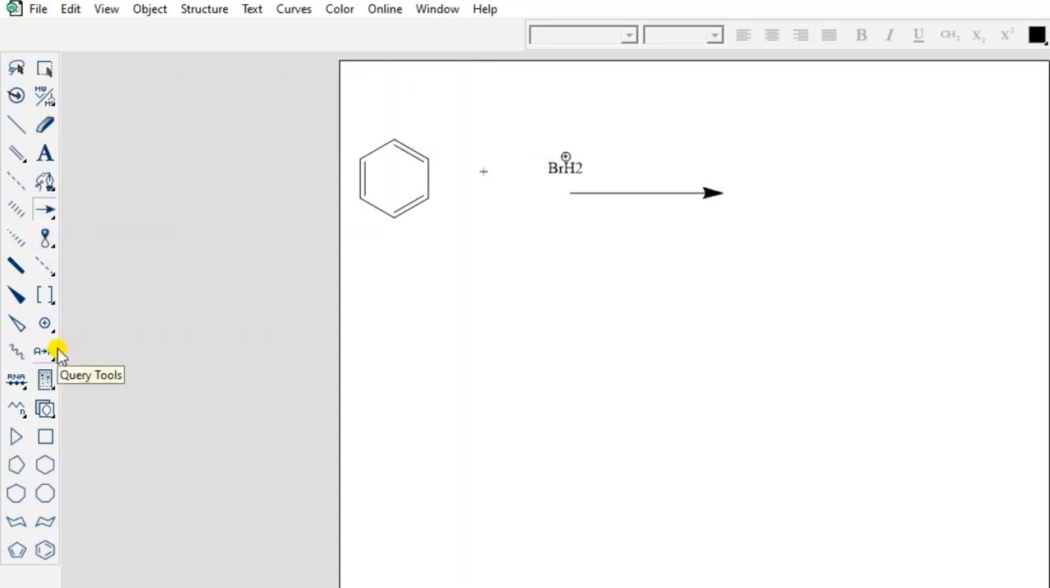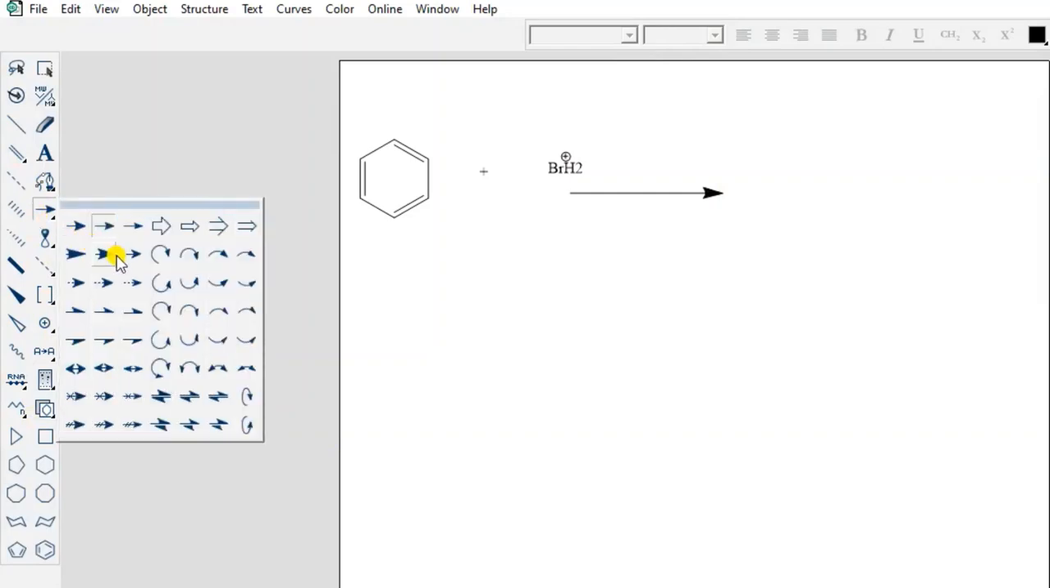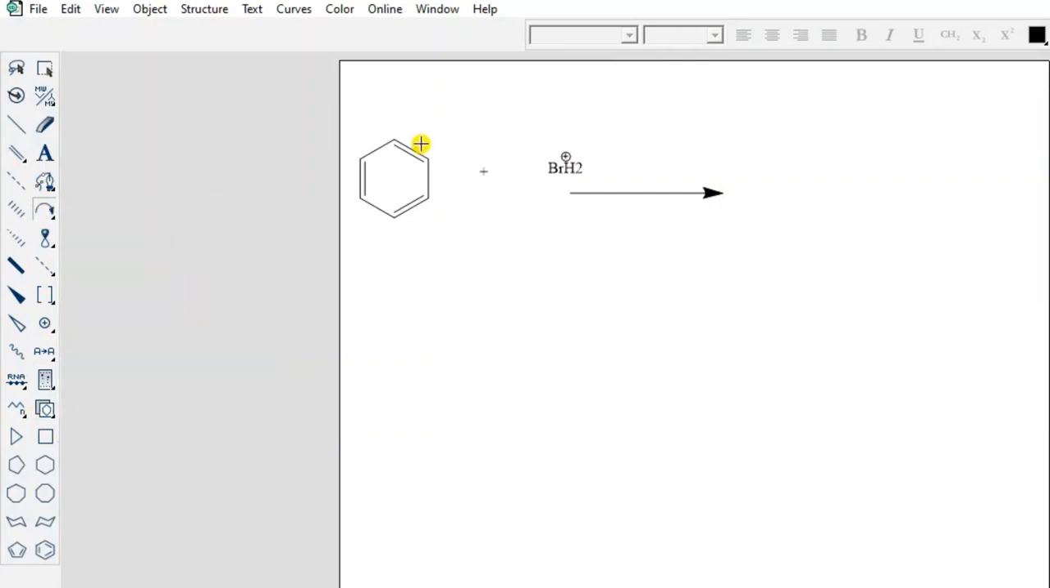So now there will be the attachment of this bromine on it.